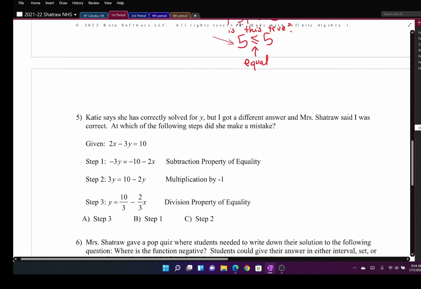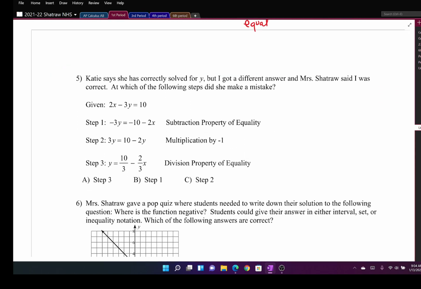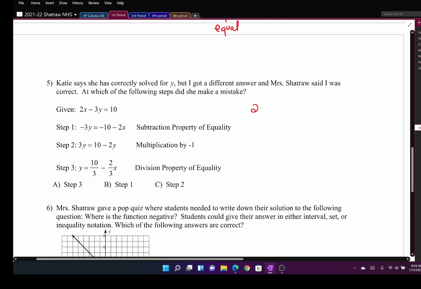All right, so now number 5. Katie says she has correctly solved for y, but I got a different answer, and Ms. Chatra said I was correct. At which of the following steps did she make a mistake? So I don't even want to look at her work because it confuses me when I look at other people's work. I'm just going to do it. Remember what I said, that if you want to minus something from both sides, you can just move it to the other side and make it negative. And this is called the subtraction property of equality. I am definitely stating what my steps are here, just so that I know that I'm doing it correctly.